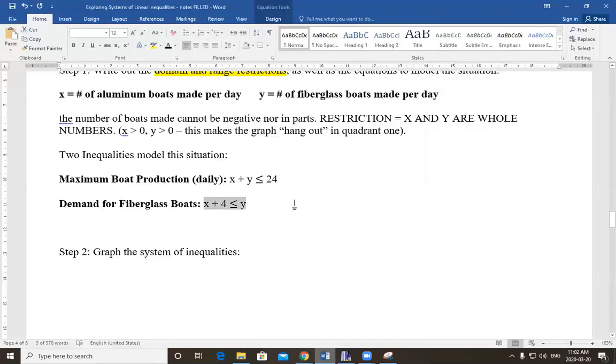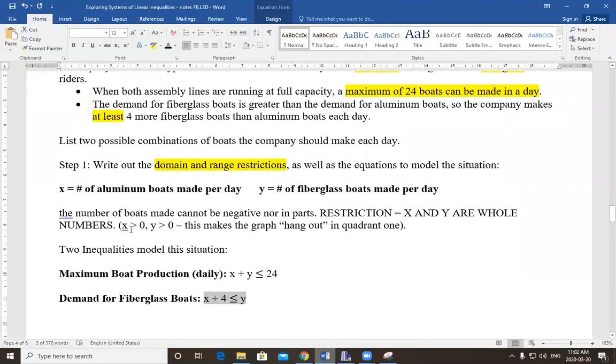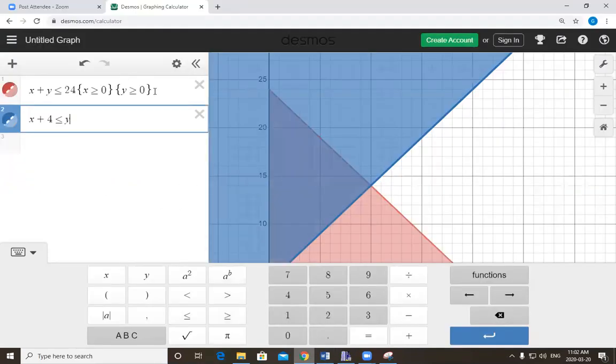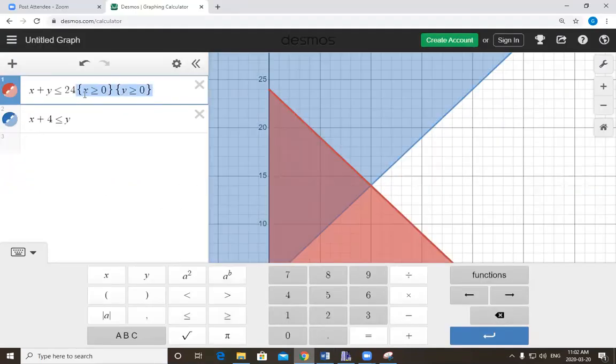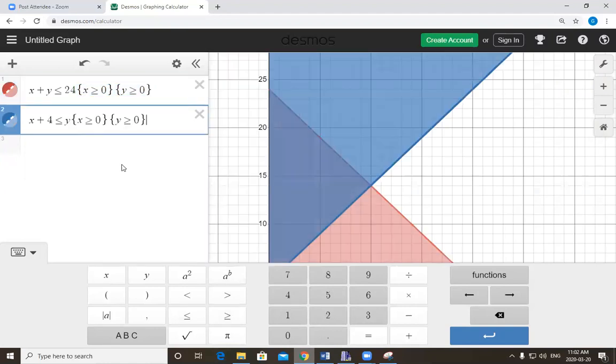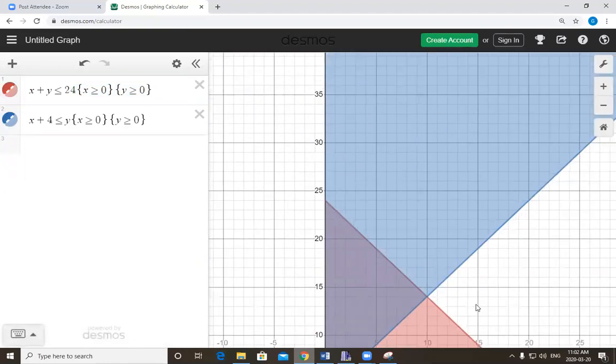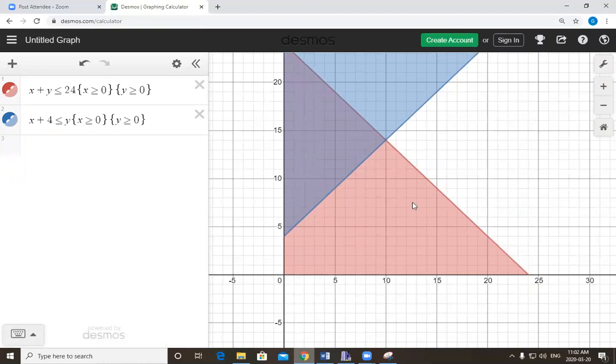So if we just quickly lead back up, restrictions: X and Y both must be greater than 0 to be hanging out in quadrant 1. Make sure that you in Desmos include that restriction. So you just enter it as I just showed you. And if you have to save time, you can copy and then paste into the second. So now, as you can see, this graph is hanging out in quadrant 1.